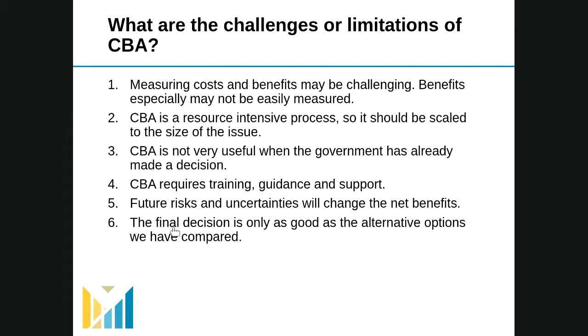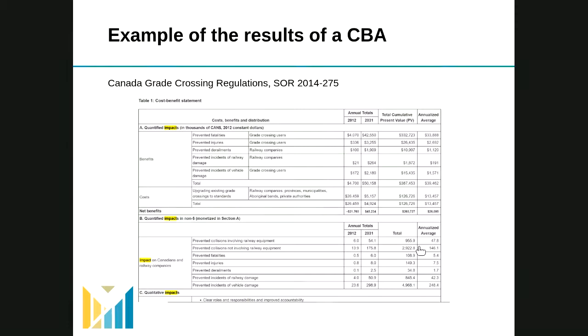And number six, I think, is also very important. It's kind of related to point three. But the final decision is only as good as the options that we have compared. So just going back quickly to the Canadian slide, they've actually only compared two options here, which is where the government takes no action or the government implements this specific regulation that they've designed. This doesn't compare other policy options or other different regulations that could maybe get the same results but at a lower cost.